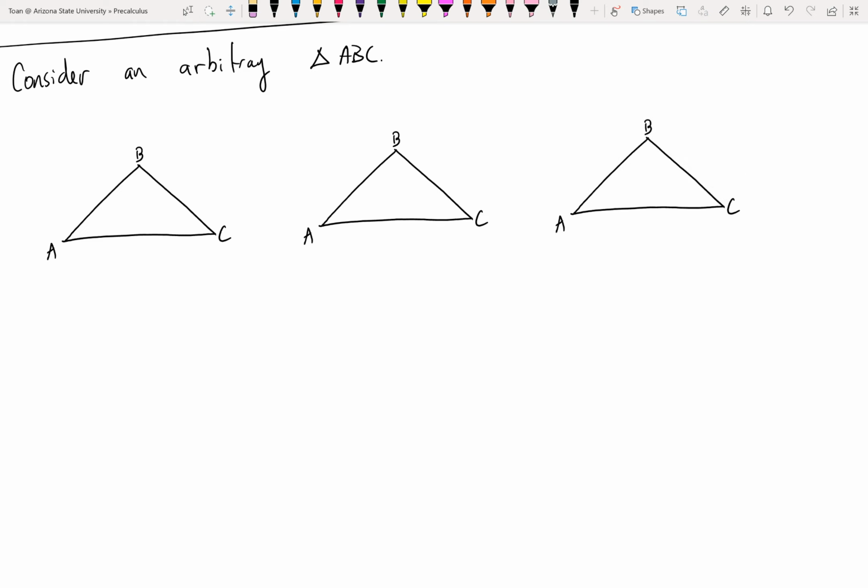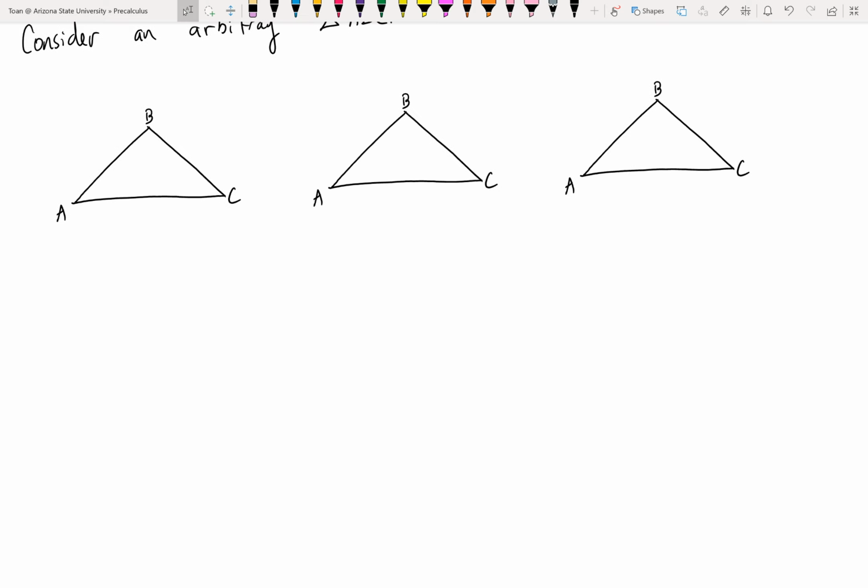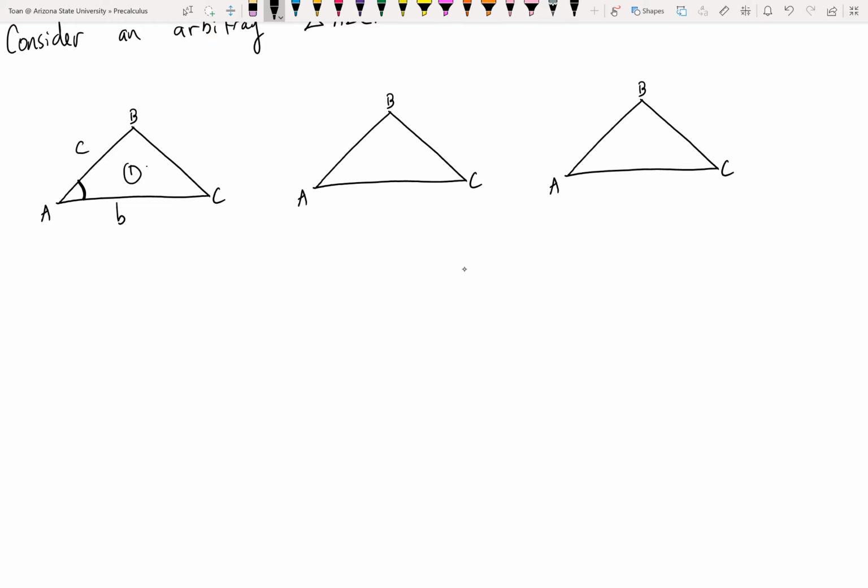So here we have three triangles, and since I just copied and pasted them, they are congruent. They have the same side lengths, the same angles, the same area. So let's calculate the areas of these three triangles. If I focus on this angle, angle A, I need to use its adjacent sides. So this is side C, this is side B. I hope everyone can agree that the area of triangle number one, I'll label them triangle number one, triangle number two, triangle number three, according to the formula, is 1/2 BC sine A.